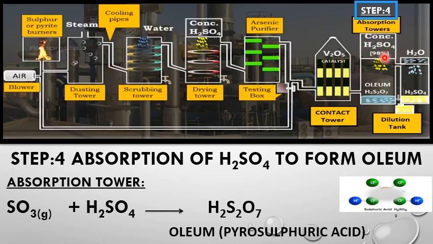98% sulfuric acid is showered over the absorption tower. The sulfur trioxide gas coming from the contact tower produces the new product that is called oleum. The sulfuric acid produced by the contact process is 100% pure and we can prepare any desired concentration of sulfuric acid from this. Now the oleum is ready to move to the last dilution tank.